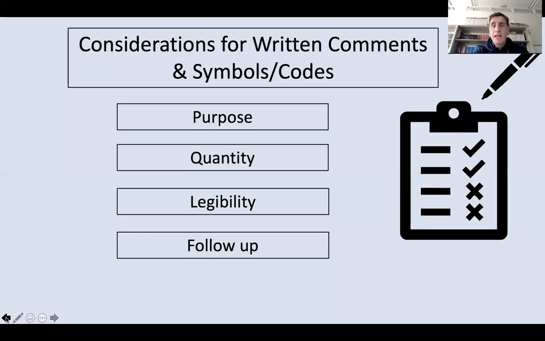So some considerations when I'm doing written comments or symbols and codes is, first, before I put pen to paper, what do I want to achieve by these comments? What is the purpose of writing this comment? I also consider, what quantity do I need to do? Do I need to correct everything or do I need to focus on one particular item? I also have to be conscious of my writing. And I also give follow-up tasks.